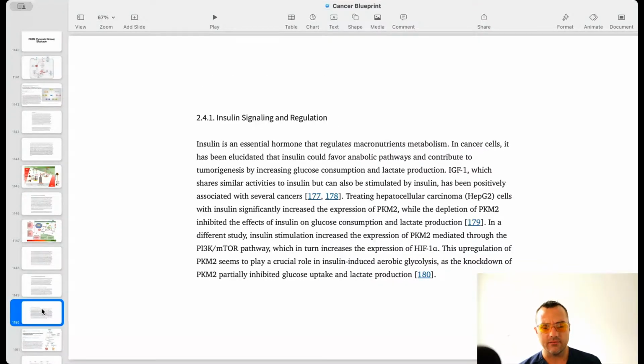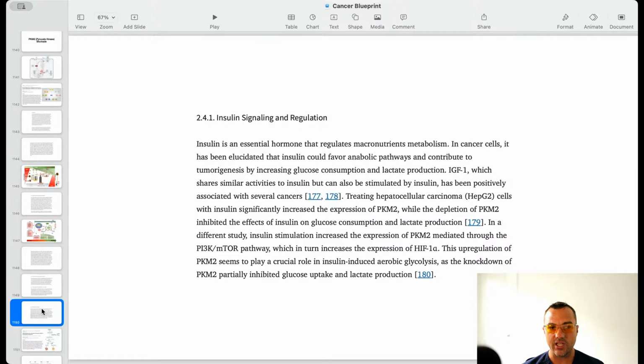So, insulin signaling and regulation. Insulin is an essential hormone that regulates micronutrient metabolism. In cancer cells, it has been elicited that insulin could favor anabolic pathways and contribute to tumorigenesis by increasing glucose consumption and lactate production. IGF-1, which shares similar activities to insulin, but can also be stimulated by insulin, has been positively associated with several cancers. Treating hepatocellular carcinoma cells with insulin significantly increased the expression of PKM2, while the depletion of PKM2 inhibited the effects of insulin on glucose consumption and lactate production.